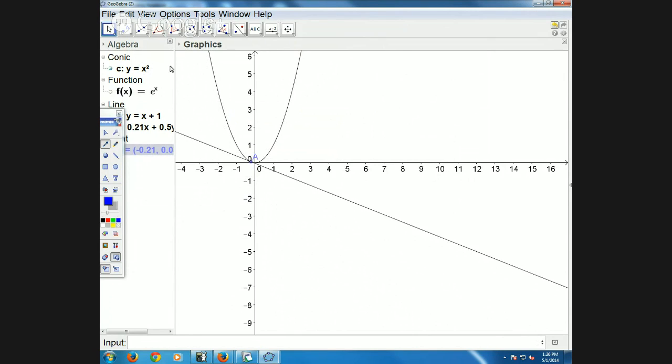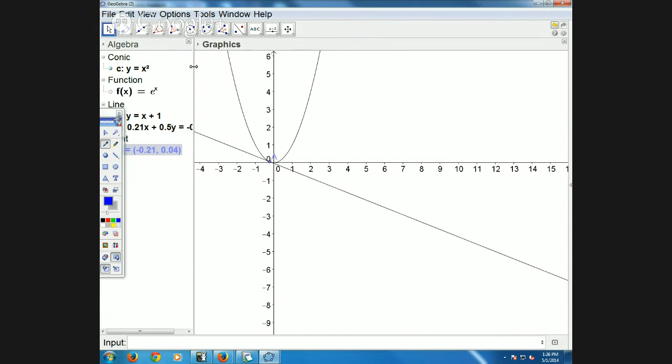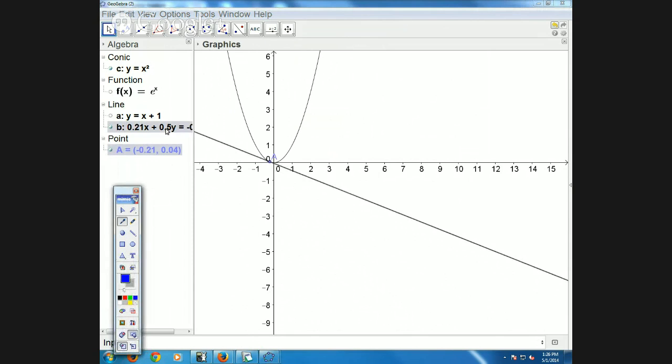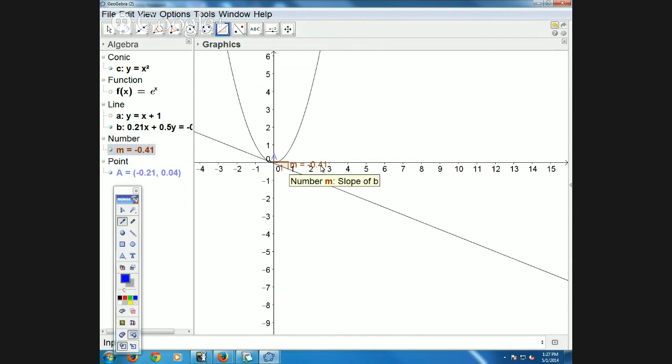Okay, so let's adjust the screen on the side here, move that down. Where's my tangent line? Which is how you could draw it. Let's get the slope of this line. GeoGebra has a slope tool somewhere. Slope. Okay, click. Let's put that in a more convenient place. Can you see the slope's negative 0.41?